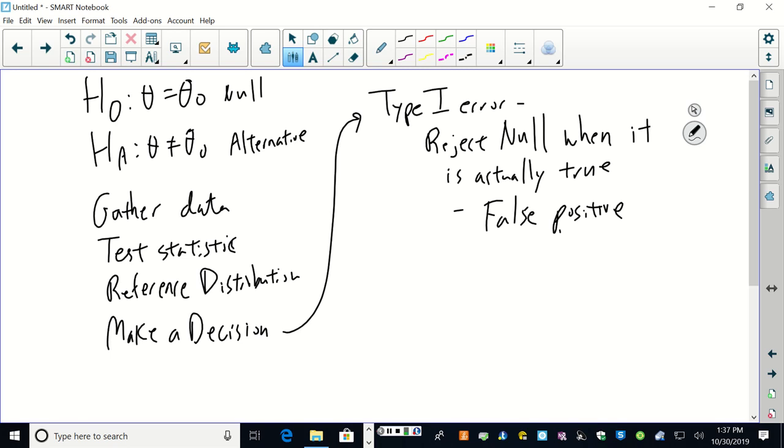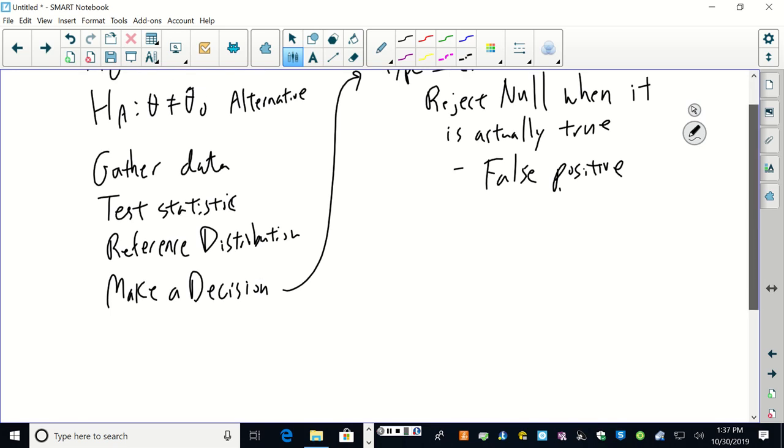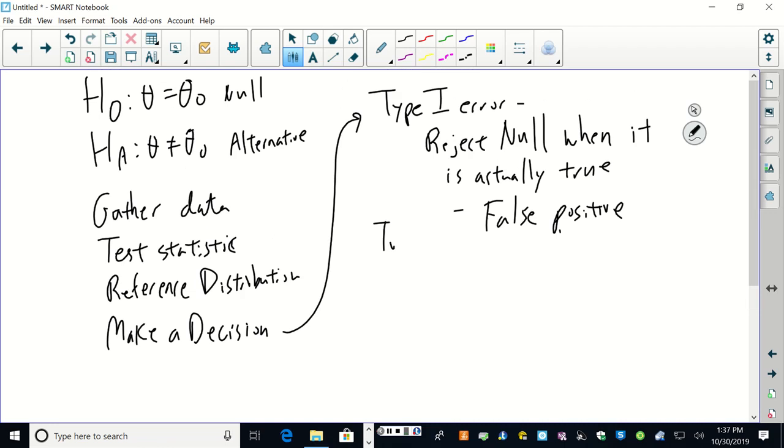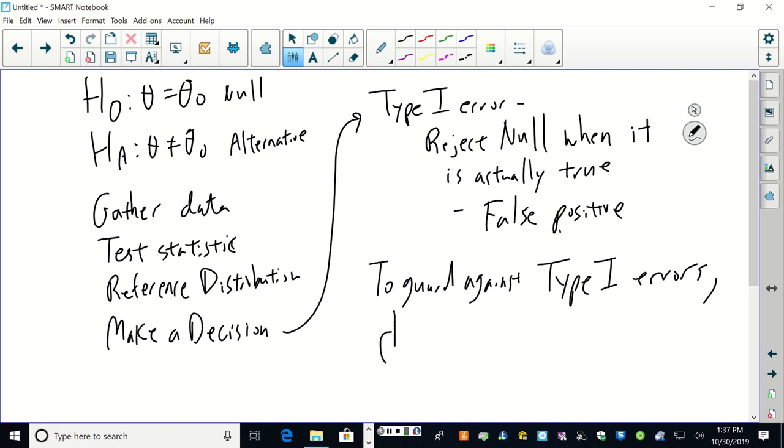To guard against this, we usually set a pretty high standard for rejecting the null. To guard against type 1 errors, we choose our alpha values to be something kind of small.